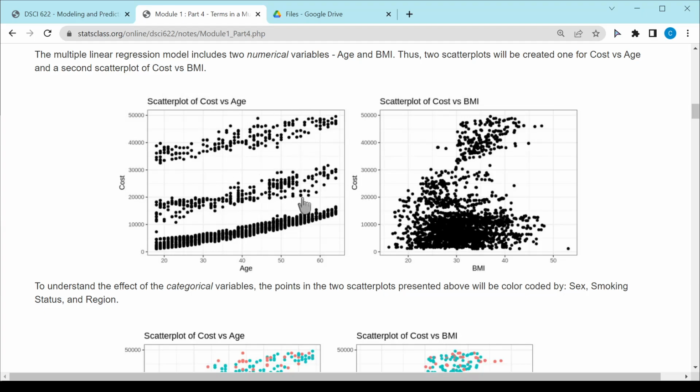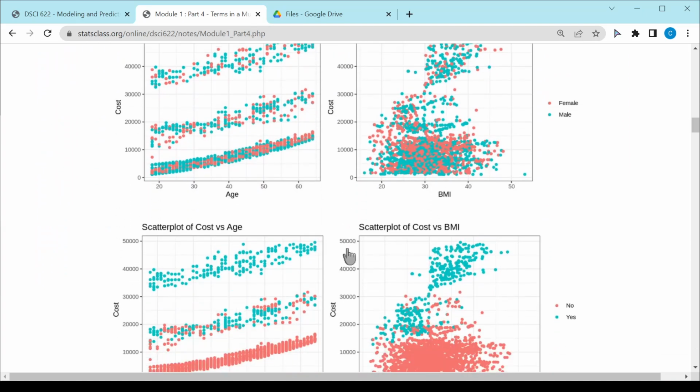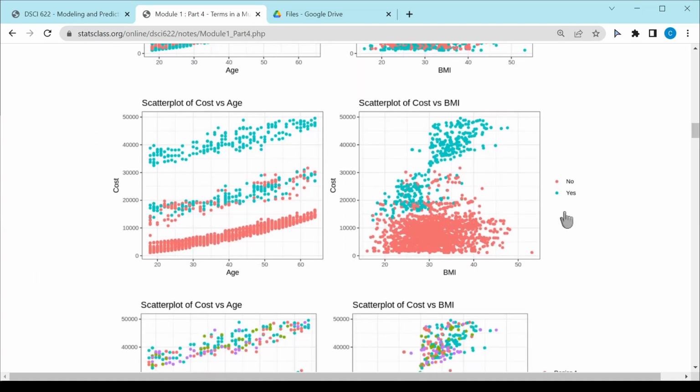So for example, one thing that's driving these three distinct groupings of points is the smoking status. So this is the cost here, it's on the y-axis. So you can see that the non-smokers tend to be reduced in cost compared to the smokers. This middle band kind of has a mix of the smokers and non-smokers.